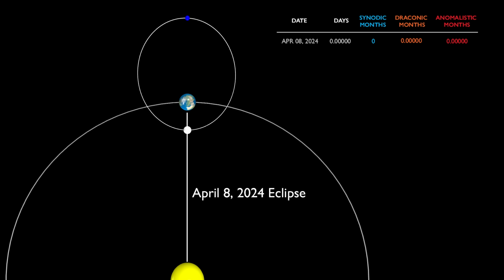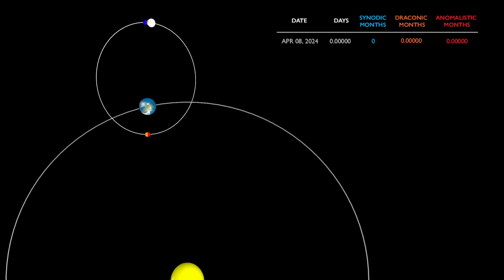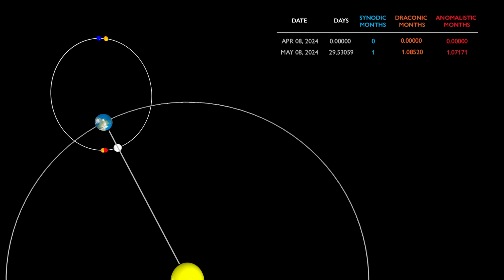Taking all of this into account, how long will it take to see an eclipse similar to the April 8, 2024 eclipse? If we move forward one synodic month to May 8th, the Moon will again be in between the Earth and Sun in our overhead view, but 1.085 draconic months will have passed, meaning the Moon has moved too far away from the Earth's orbital plane for an eclipse to occur. We can see that our node and the Moon have drifted apart. Finally, 1.072 anomalistic months have passed, meaning the apparent size of the Moon has changed as well.